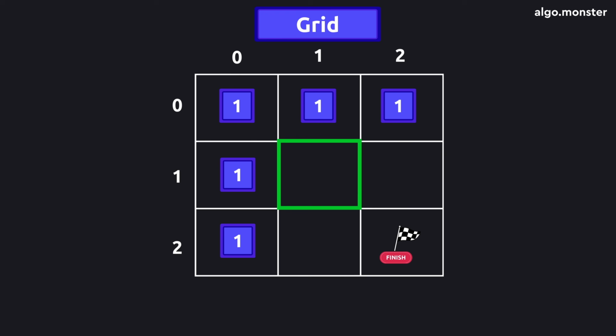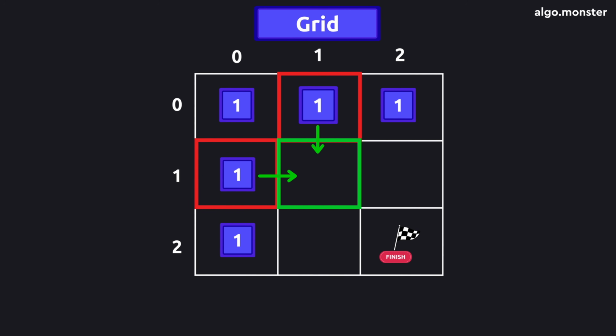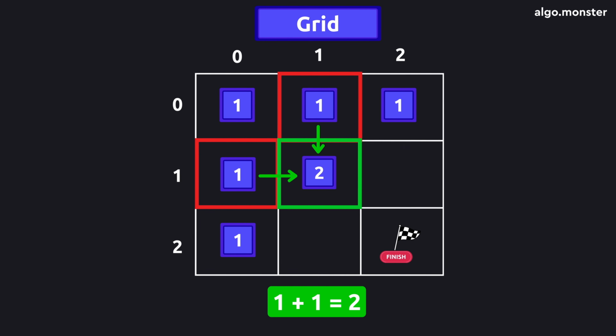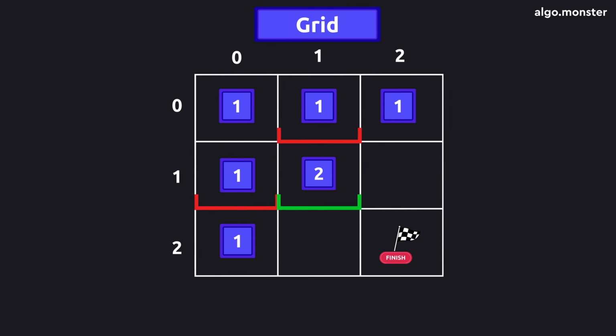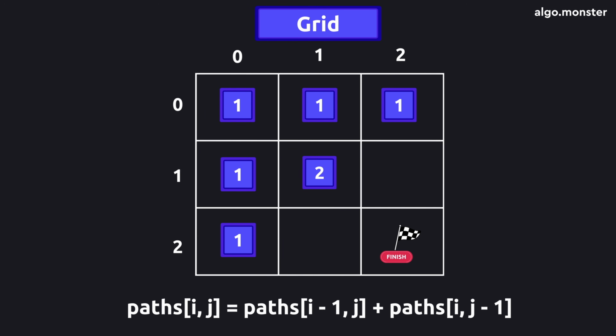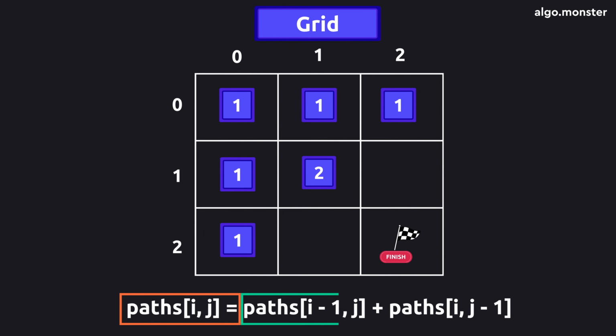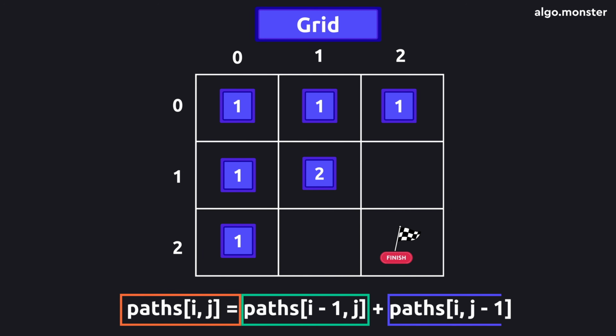Now move to the next cell. To this one, we could come from the left cell, and there is 1 path to that one already. Or we could come from above, and there's 1 path to that one. So we add them together and get 2 total paths to this cell, and this pattern continues. In general, we can write the formula like this. The number of paths to the current cell is the number of paths to the cell above it, plus the number of paths to the cell on the left.